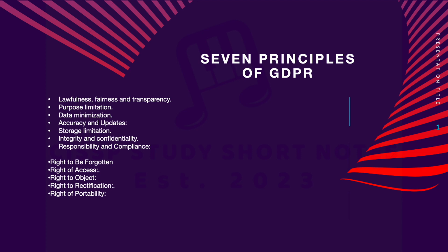These principles grant individuals specific rights, which are as follows. 1. Right to be forgotten. You can request your data to be erased under certain conditions. 2. Right of access. You have the right to review the data companies have stored about you. 3. Right to object. You can refuse permission for your data to be processed. 4. Right to rectification.